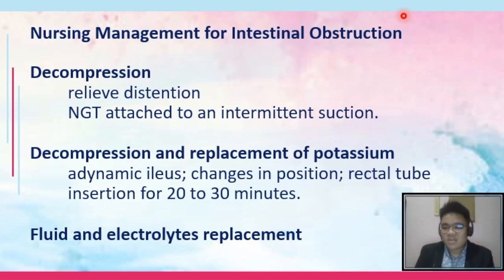We're also talking about rectal tube insertion. Rectal tube insertion for 20 to 30 minutes is done just to relieve the abdomen of distension. And then you have your fluid and electrolyte replacement. By the way, you might be wondering why potassium has been mentioned several times. Try to ask yourselves, what is the role of potassium when it comes to the movement or peristalsis? Is there a relationship between potassium and peristalsis? Try to check on that.